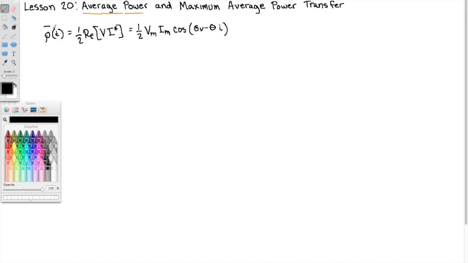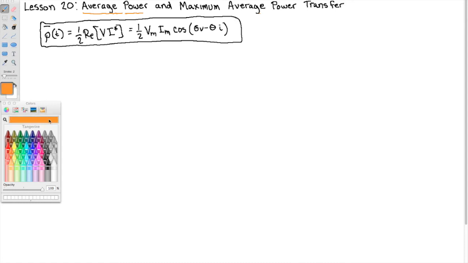All right. Now I write P bar here. P of t was the instantaneous power, and the bar means average, the average of the instantaneous. So the average power is not a function of time. There's no t here, because of the bar, it's time averaged. But here is our average power.